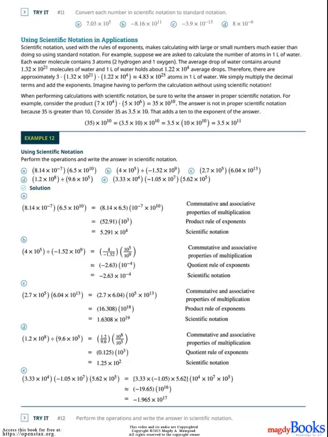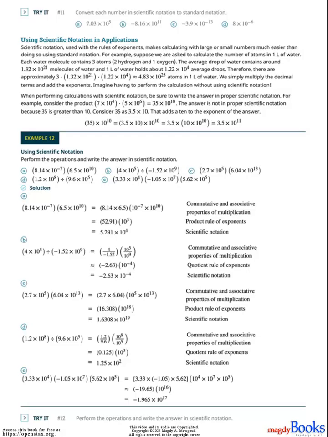The average drop of water contains around 1.32 multiplied by 10 to the power of 21 molecules of water, and 1 liter of water holds about 1.22 multiplied by 10 to the power of 4 average drops. Therefore, there are approximately 3(1.32 multiplied by 10 to the power of 21)(1.22 multiplied by 10 to the power of 4) ≈ 4.83 multiplied by 10 to the power of 25 atoms in 1 liter of water.